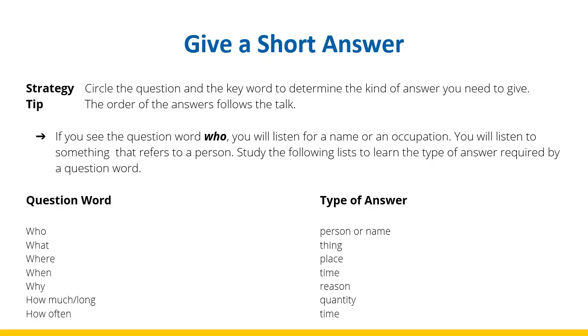So for example, here we have question words beginning with who, and the type of answer will be a person or name. If your question begins with what, you know that you are going to hear and write about a thing. Where refers to a place, when refers to a time, and when your question begins with why, it refers to a reason. How much or how long is a quantity, and how often means it's a time again. So make sure you study and identify these types of words, and that will help you to be more prepared.